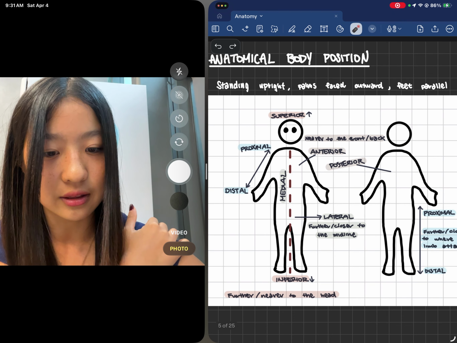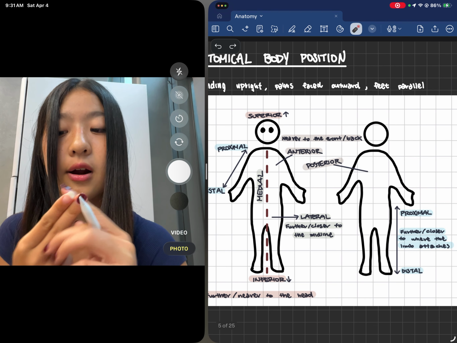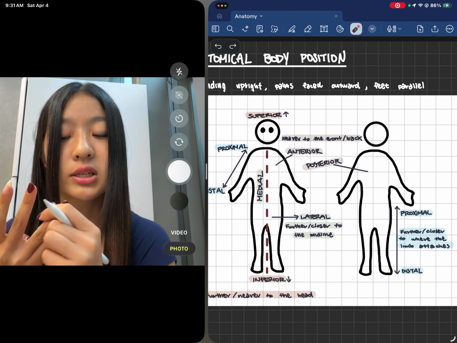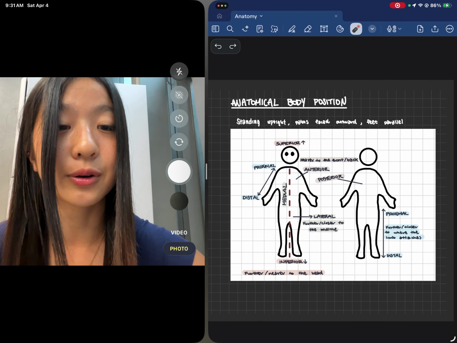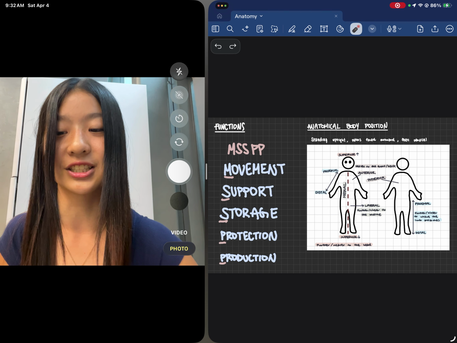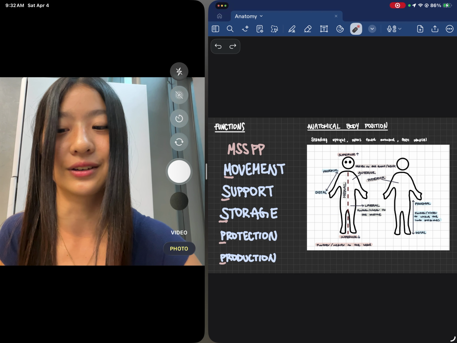Okay, and I think that is it. So we have superior, inferior, and we always remember these in pairs. Proximal and distal, medial and lateral, and anterior and posterior. And those are our anatomical body positions. And that is all for an introduction of the skeletal system.